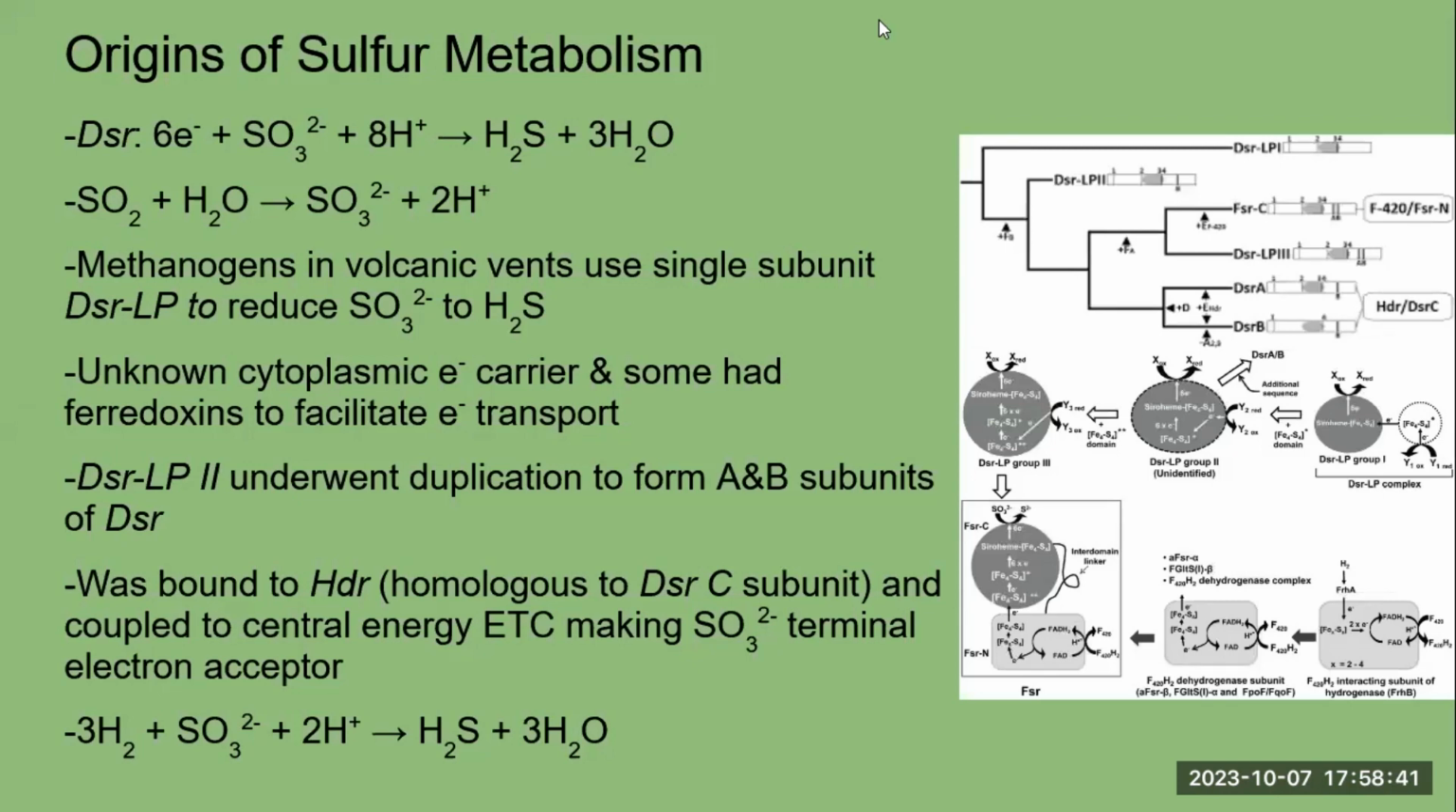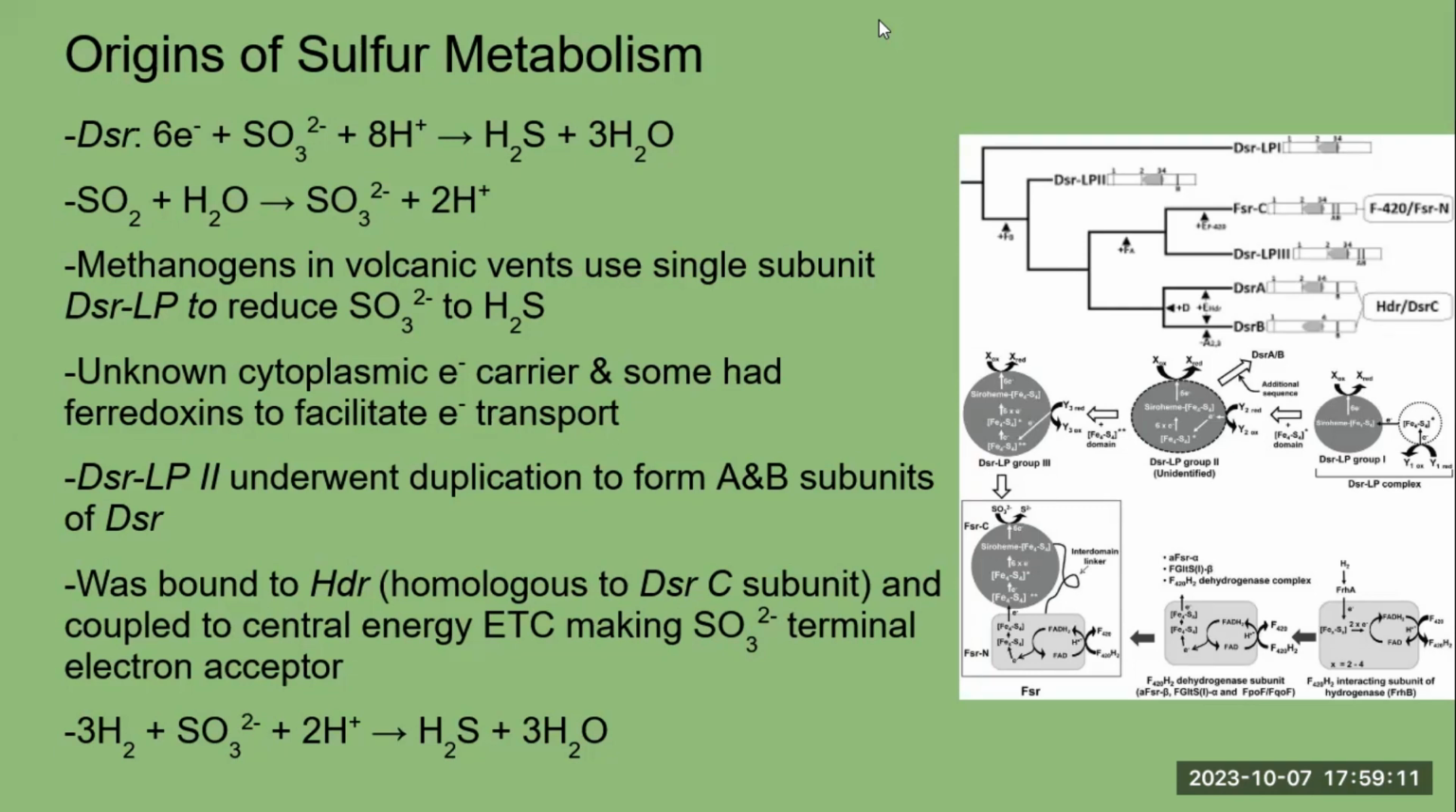How did dissimilatory sulfur metabolism itself begin? An enzyme, which is found in virtually all sulfur metabolizing organisms, is dissimilatory sulfite reductase, or DSR. This enzyme will take 6 electrons to reduce a sulfite to a hydrogen sulfide. In volcanic vents, sulfur dioxide from the magma will react with water to form sulfite, which is highly toxic to pretty much every organism.